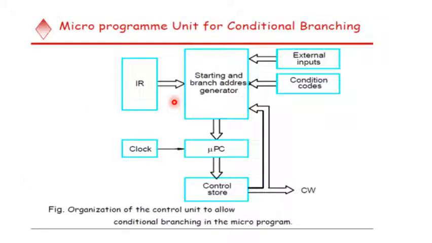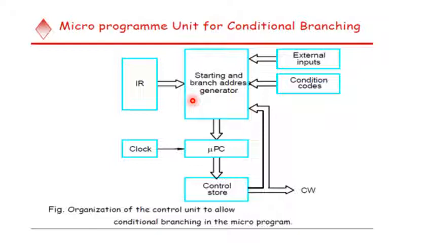To support microprogram branching, the organization of the control unit should be modified as shown in the figure. The starting address generator block of the figure becomes the starting and branching address generator. This block loads a new address into the microprogram counter when a microinstruction is to do so. To allow implementation, the conditional branch inputs to this block consist of the external inputs and condition codes as well as the contents of the instruction register.